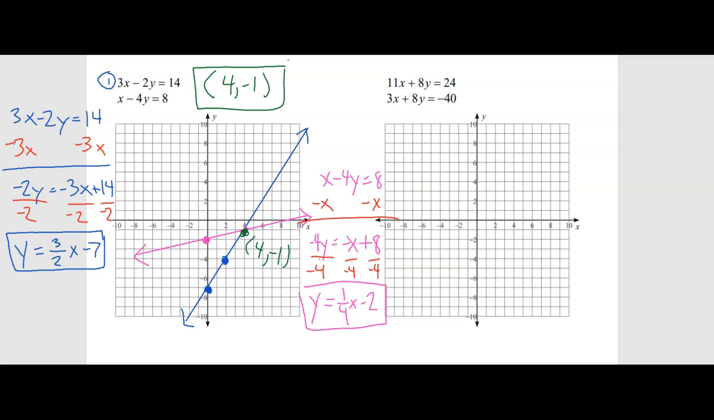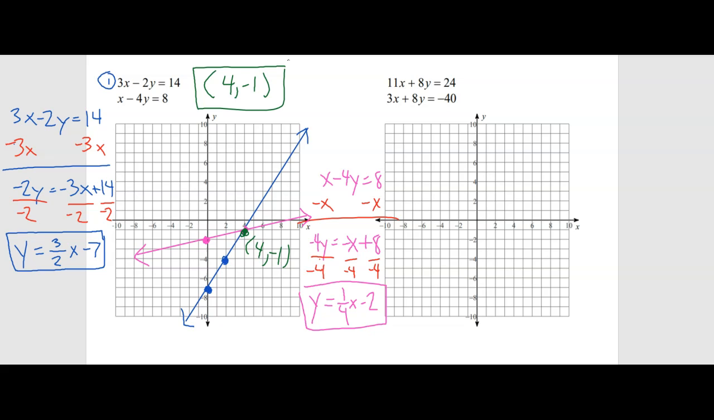Now, all the ones here will cross directly on integer points, right? So they're not going to be between 4 and 5. You're not going to get like 4.2 and 1.1. So all the ones I'm giving you are going to be integer points. So if it looks like it's in between, maybe your line just needs to be drawn a bit better.